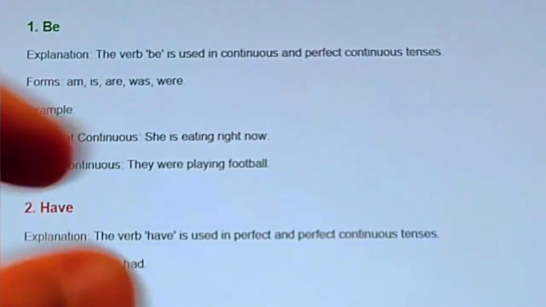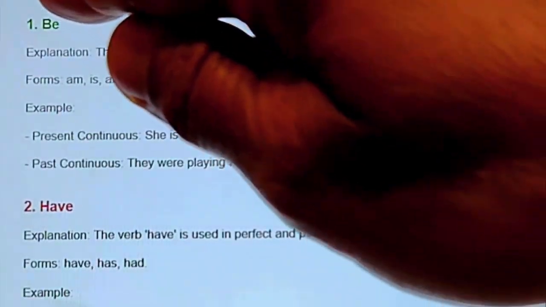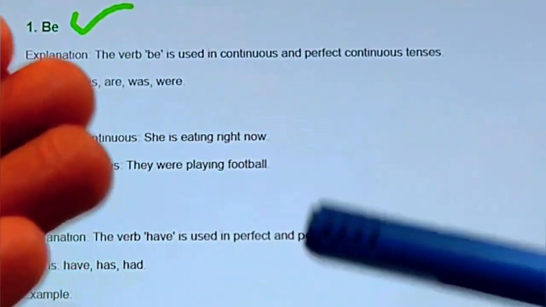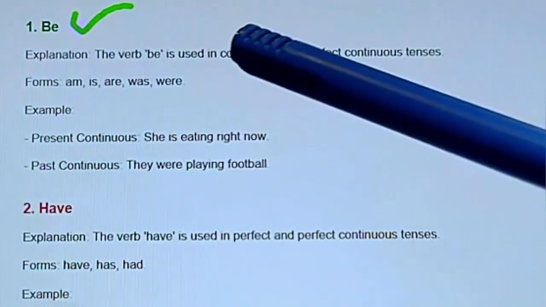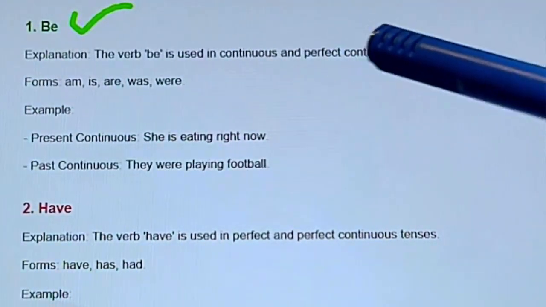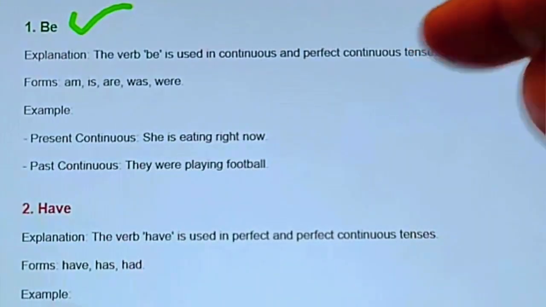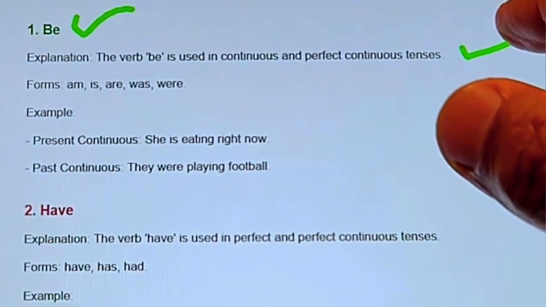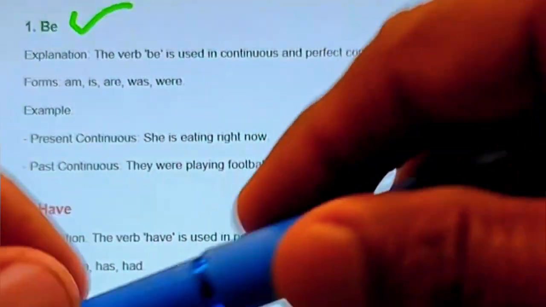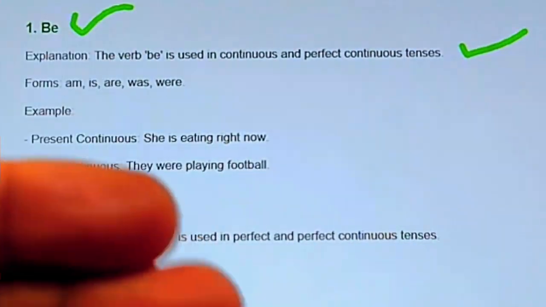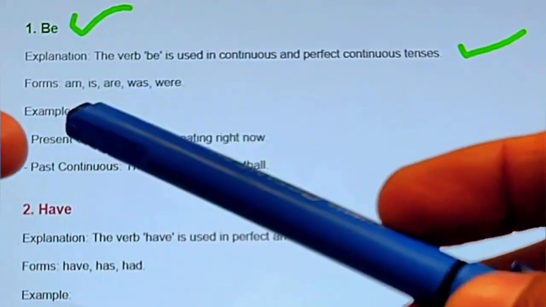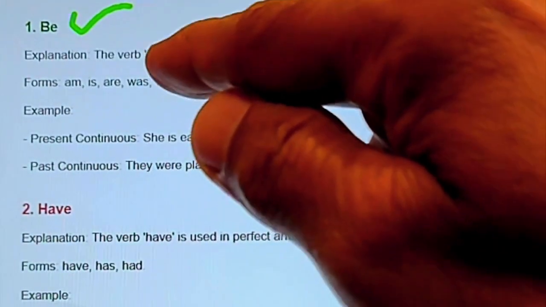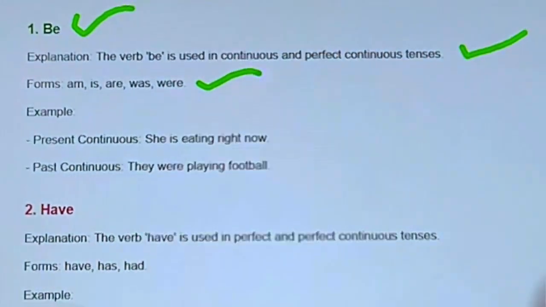The first key verb here we have is be. So where do we use be in the sentence? The verb be is used in continuous and perfect continuous tense. So how many forms do we have for be? Is, am, are, was, were. These are all forms of the be.